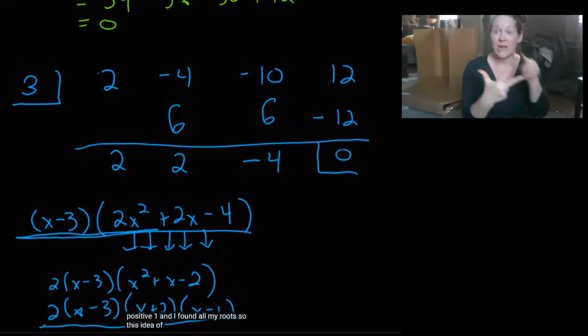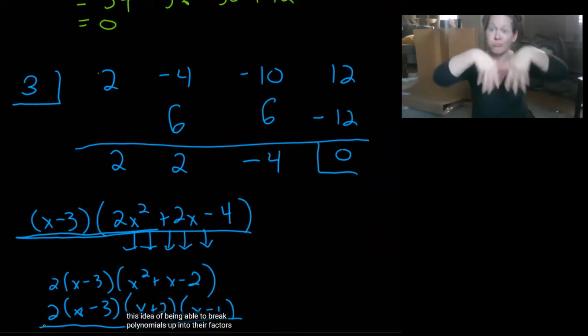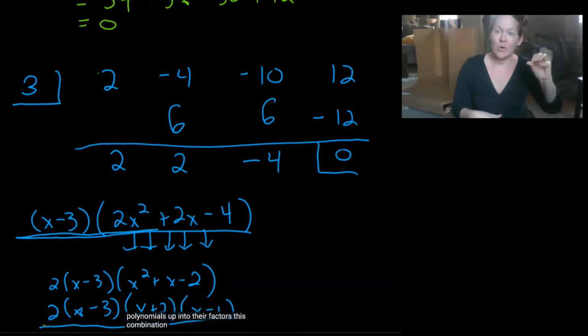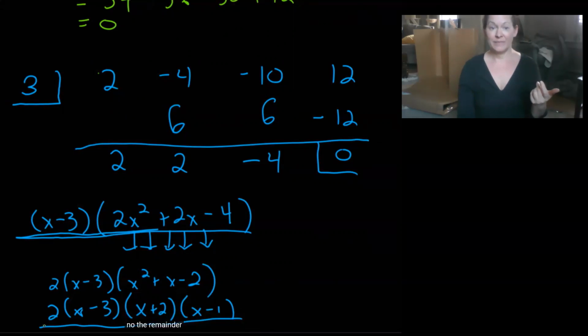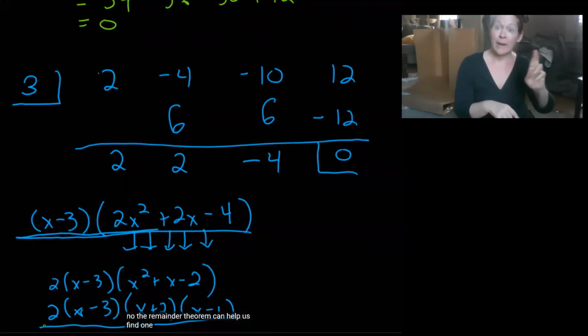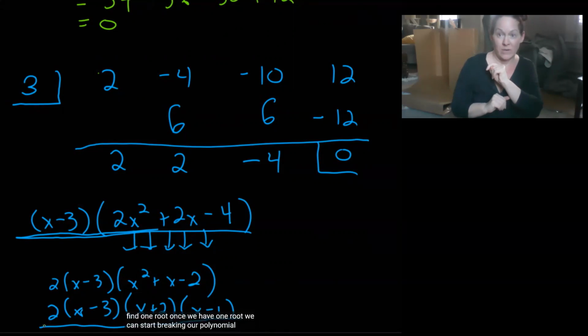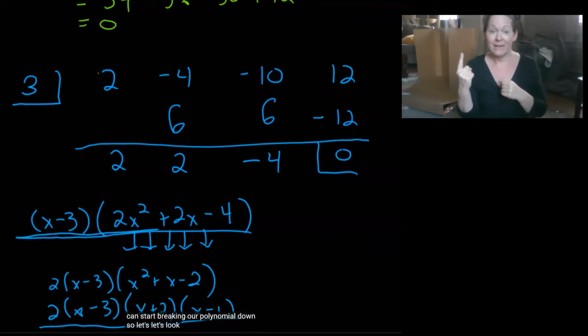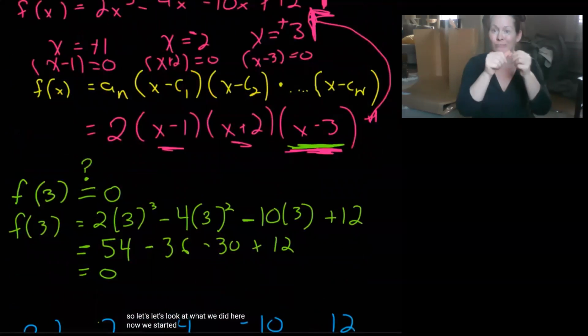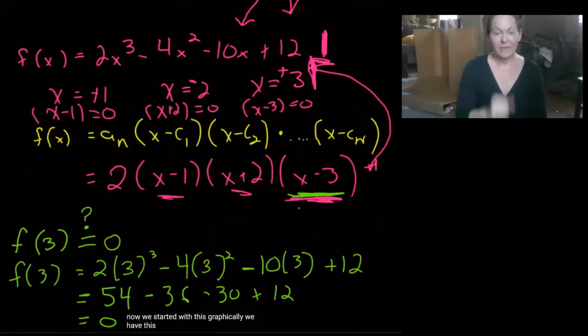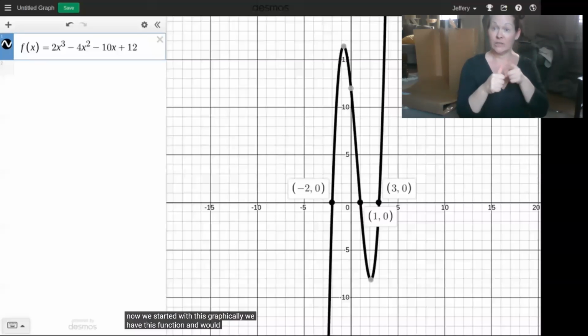So this idea of being able to break polynomials up into their factors, this combination of using division and using the remainder theorem can help us find one root. Once we have one root, we can start breaking our polynomial down. So let's look at what we did here. Now we started with this graphically. We had this function.